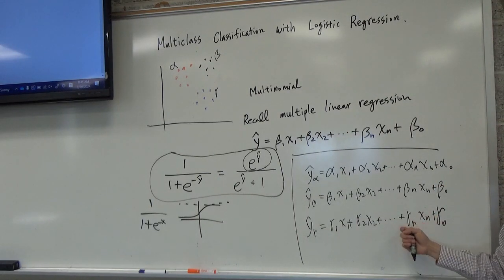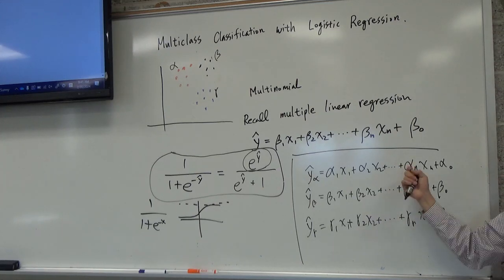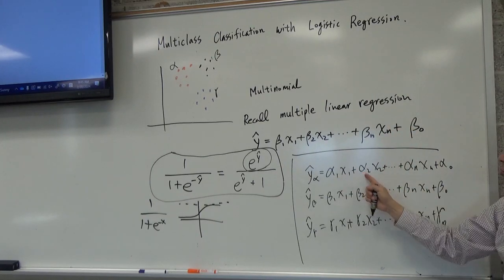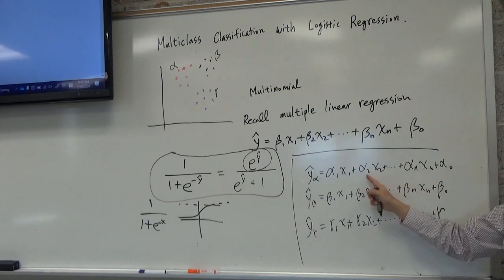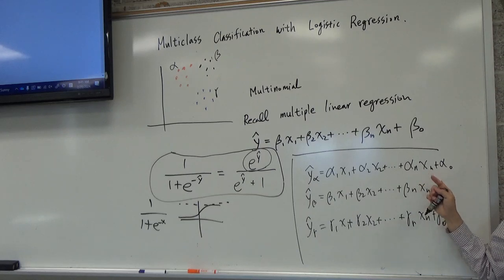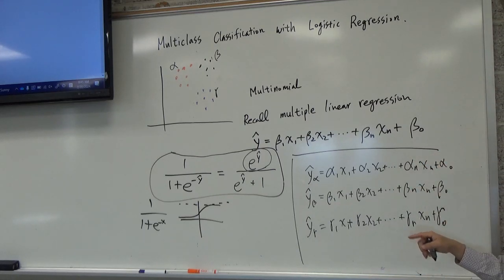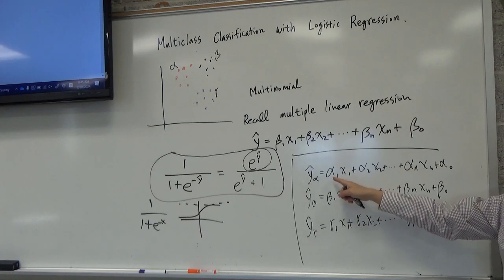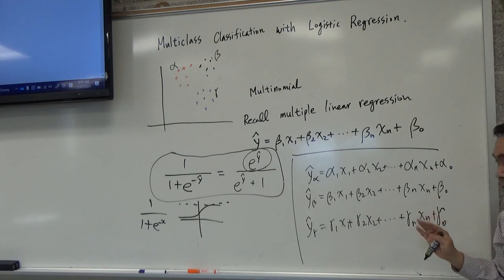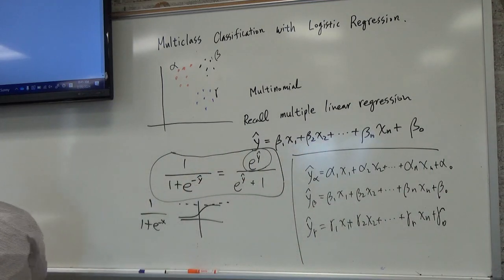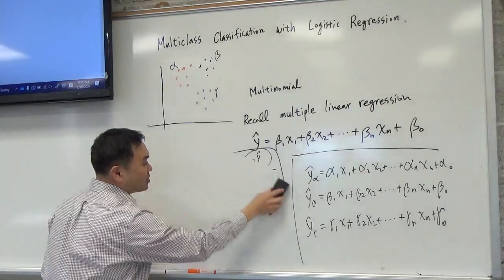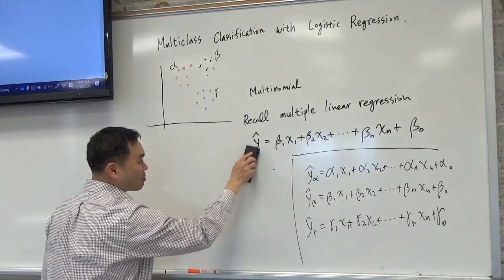So what I'm doing here is I'm just writing them as linear functions, just as if you're doing multiple regression, but these actual values, alpha 1 through alpha n and alpha 0, are numbers. x1, x2, through xn are features from the data. And the best values for alpha 1, alpha 2, alpha n, and alpha 0 would be found by first transforming those values to probabilities. And here's how you transform it to probabilities.